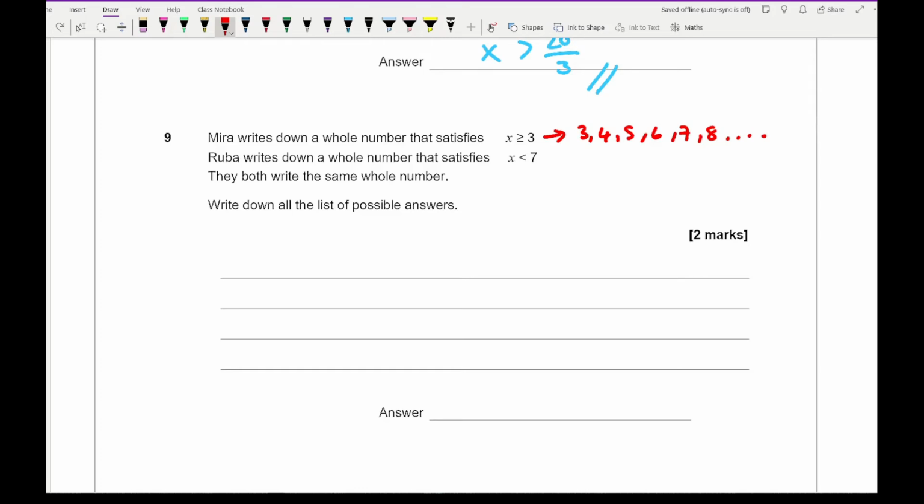For Ruba's, they are looking at 6 being the biggest, then 5, 4, 3, 2, 1, etc. And that continues to minus infinity. So then which of these numbers appear in both lists? Well, 3 does, 4 does, 5 does, and 6 does. So that's going to be our answer. So it's going to be 3, 4, 5, and 6.